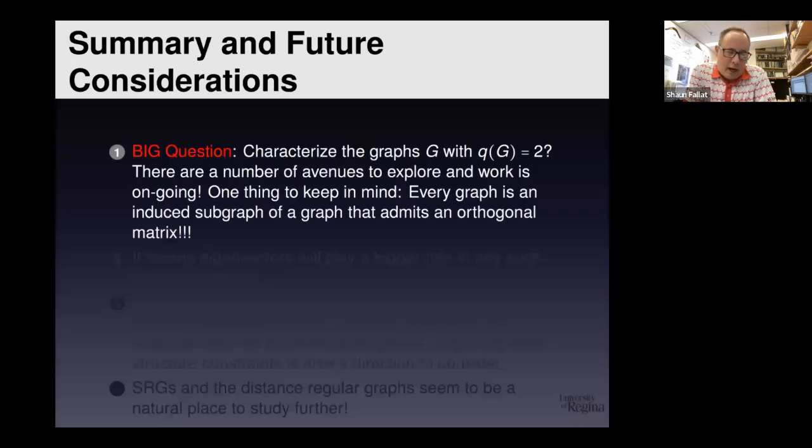I'll leave you with this passing comment. The following fact is true: every graph is an induced subgraph of a graph that admits an orthogonal matrix. I'll leave it at that. And maybe you find that interesting. Maybe after you think about that statement for a moment, you realize that characterizing the graphs that have q equal to 2 is going to be really hard. For example, going by simply induced subgraphs is not going to be particularly useful.